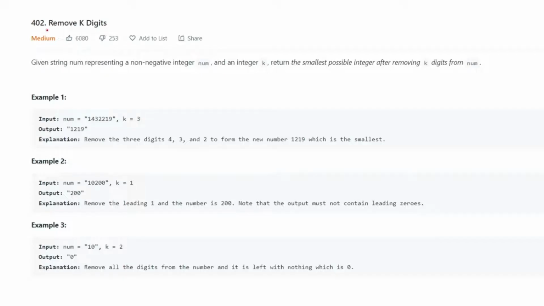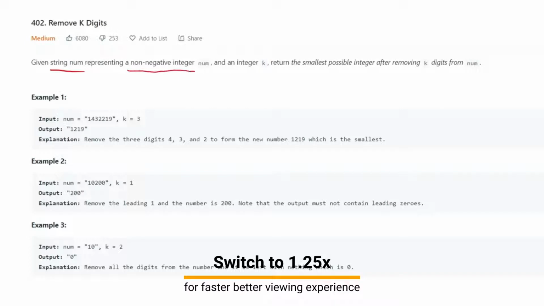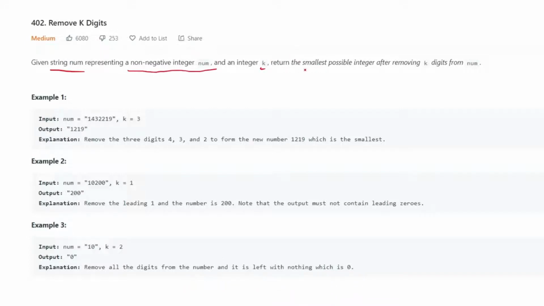Hello everyone, today we are going to solve the Remove K Digits problem. In this problem we are given a string num which represents a non-negative integer, and we are also given a k. We have to return the smallest possible integer after removing k digits from this num. So this is our number 143229 and we have to remove k digits, k equals 3.